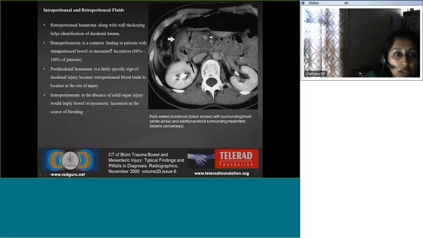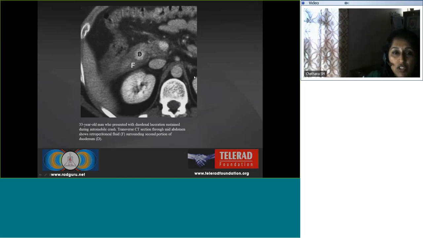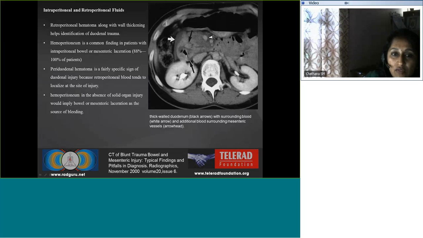So hemoperitoneum is a common finding in patients with intraperitoneal bowel or mesenteric laceration. Periduodenal hematoma is a fairly specific sign of duodenal injury, because in the retroperitoneum the blood tends to localize at the site of injury. And hemoperitoneum in the absence of a solid organ injury would imply that bowel or mesenteric laceration is a source of bleeding. So we should raise a suspicion when we don't see any visceral injury but only hemoperitoneum.